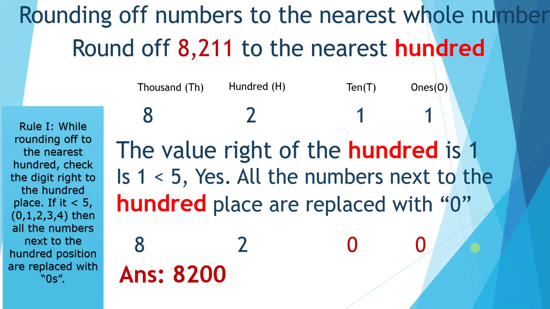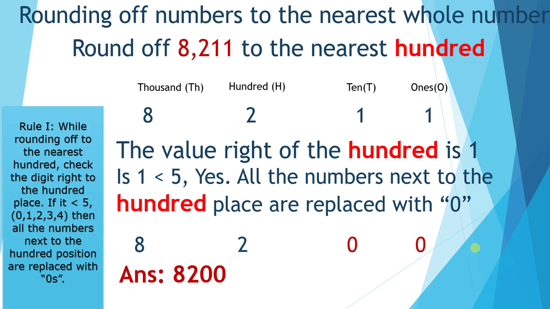So let's see, we have 8,211. We want to round it up to the nearest 100. Let's get our place value right by writing the place values starting from the right side. So we have 8211. To the nearest 100, the number at the 100 position is 2. The number next to the 2 is 1. The value right of the 100 position is 1, which is less than 5. So all the numbers next to the 100 place are replaced with zeros. So we write our number 8, 2, then replace all the numbers next to the 100 position with 0.